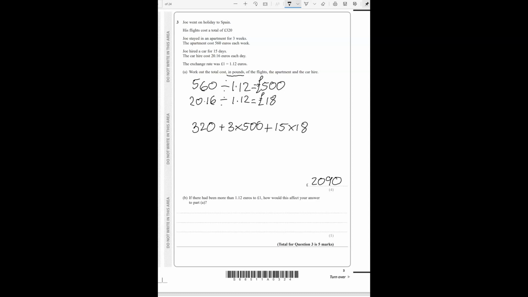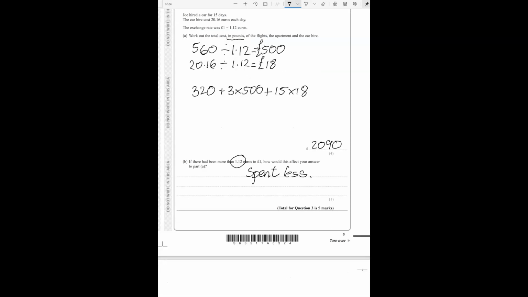If there had been more than 1.12 euros to a pound, how would this affect your answer? So if this exchange rate was different, because we'd be dividing by a bigger number, he would have spent less. Cheaper holiday, could have gone for longer. Okay, question 3, done.